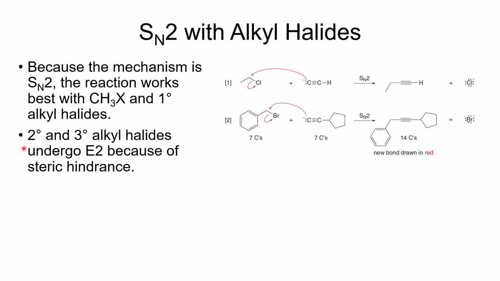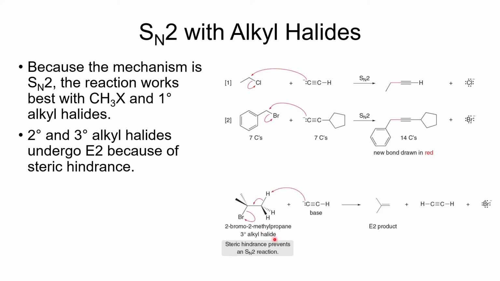The caveat here is if you attempt to do this with a secondary or tertiary alkyl halide, you're probably going to get E2 because of steric hindrance. And so instead of the nucleophile coming in and doing a substitution reaction, you're much more likely to have the nucleophile come in, deprotonate, and form the alkene. And typically, if you go through all the trouble of deprotonating this, you don't want to do this.